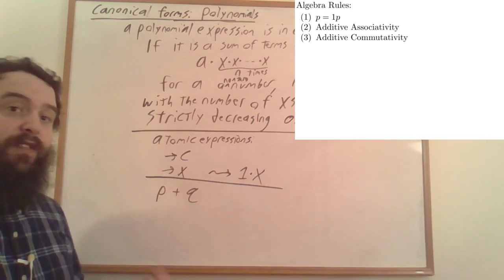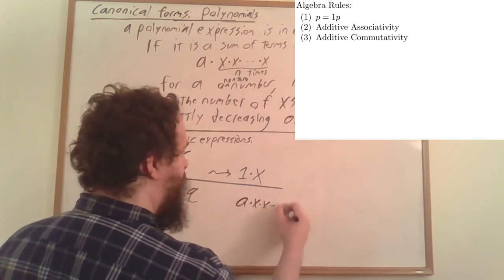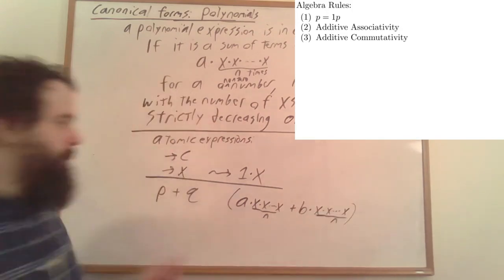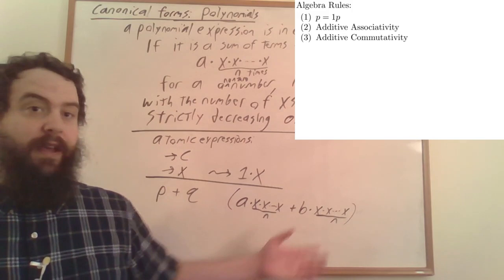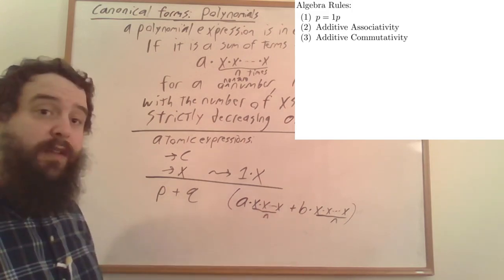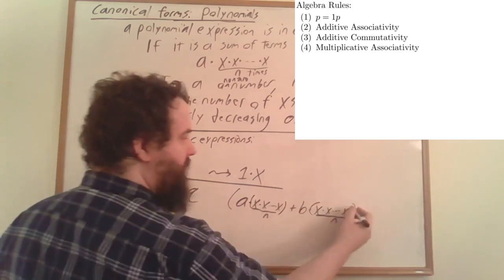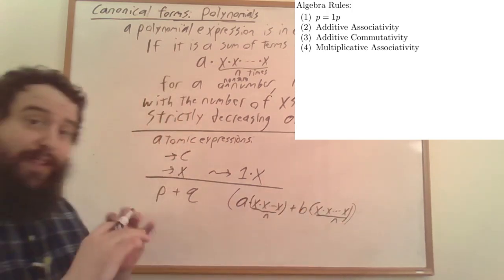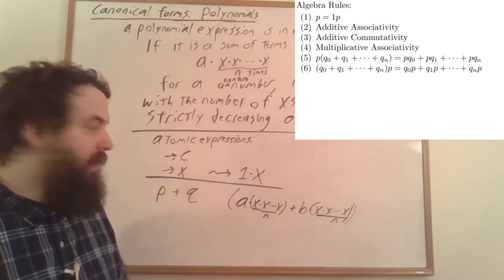And then we just need a way of turning terms of the form a times x to the n plus b times x to the n into a plus b times x to the n. You can actually do this with a little bit of multiplicative associativity, to put parentheses around here, and then actually using distributivity in reverse to factor out a common factor of x to the n.